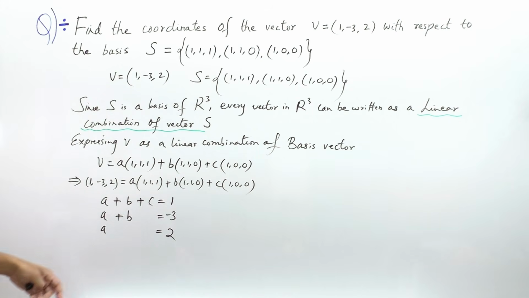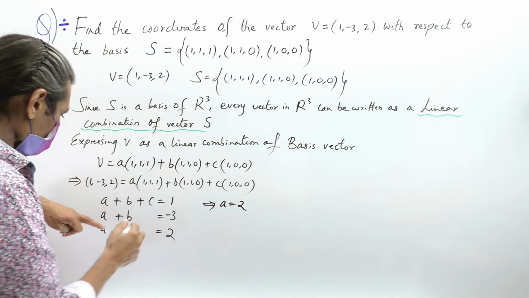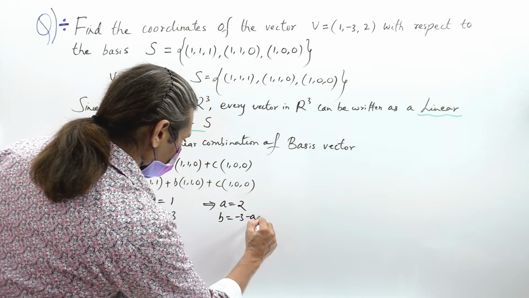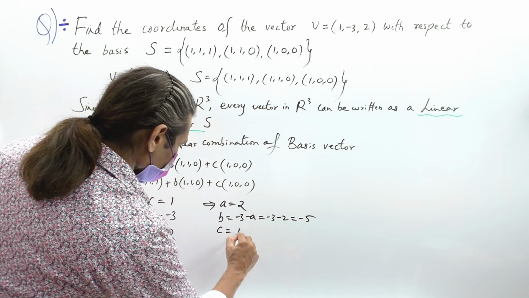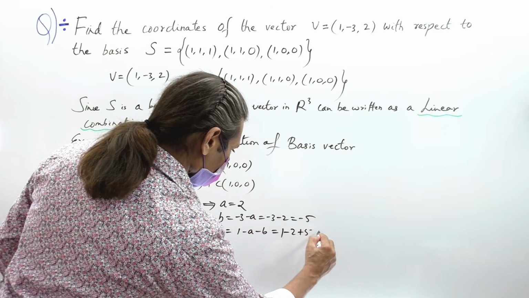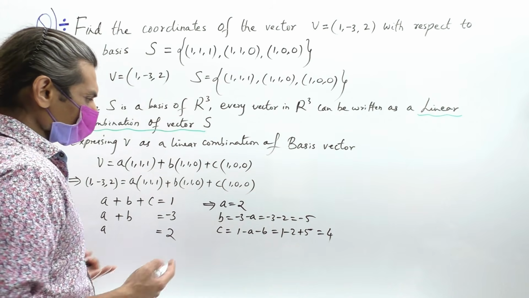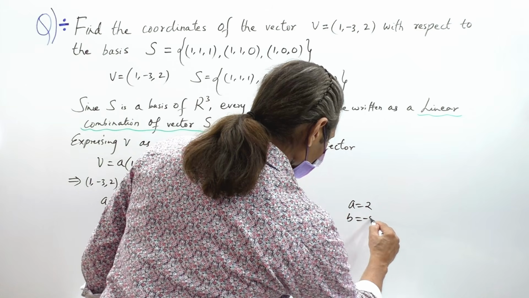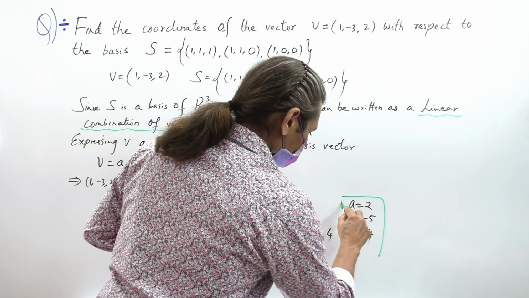There is no need of a long solution here because the solution is clearly in front of you. We have a equal to 2. Putting that in, b is equal to minus 3 minus a, that is minus 3 minus 2, that is minus 5. And lastly c is equal to 1 minus a minus b, so 1 minus 2 plus 5, that will be 4. So by solving the system of equations, we have a equal to 2, b equal to minus 5, and c equal to 4.